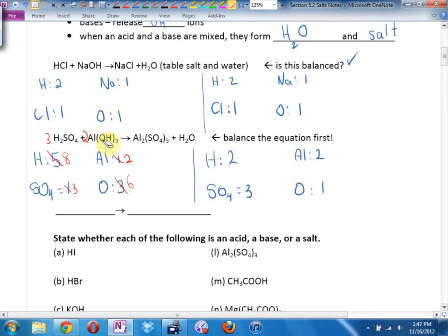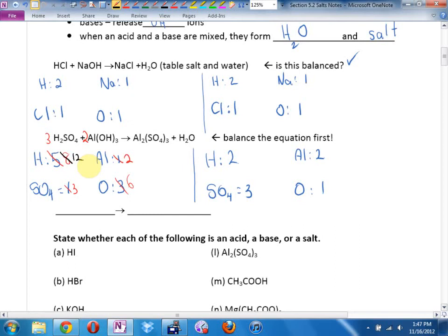How many H's do I have? I got 12 now. Are my Al's, my aluminums, balanced? Yes. Check. Are my sulfates balanced? Yes. All right, let's go tackle the hydrogens and the oxygens.